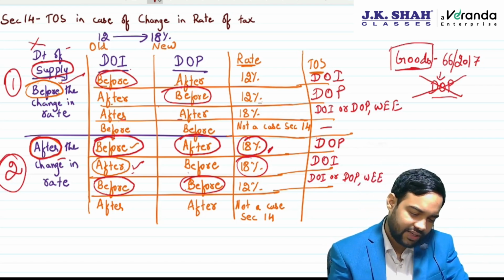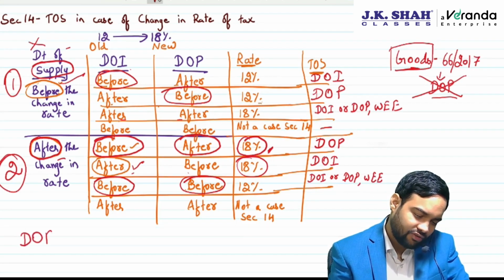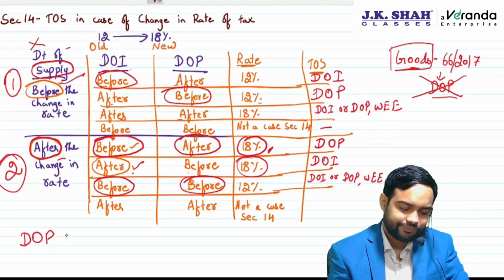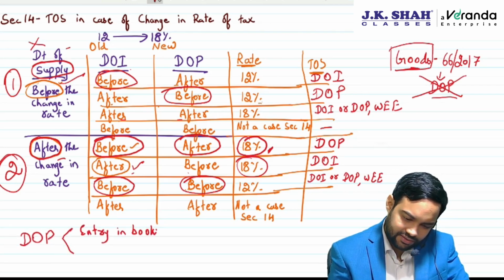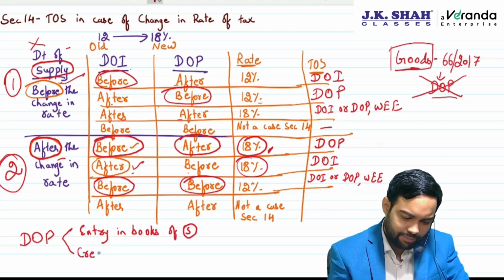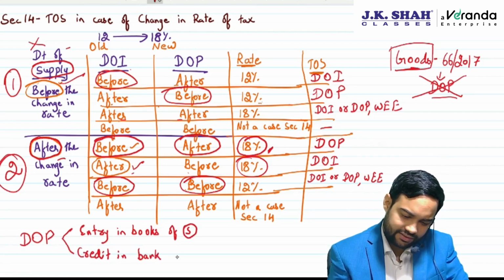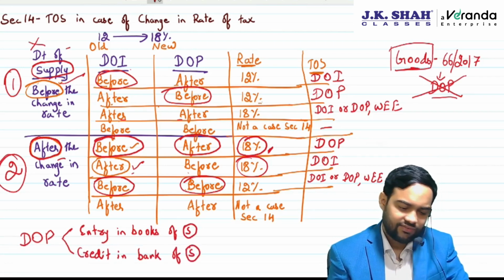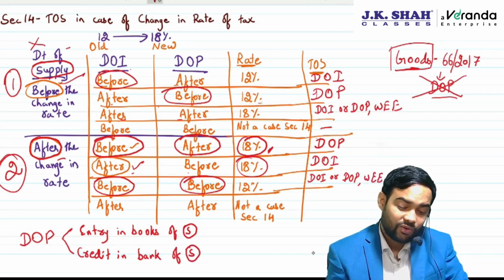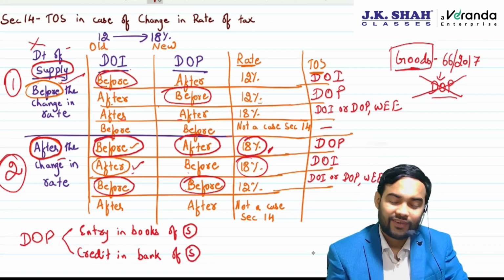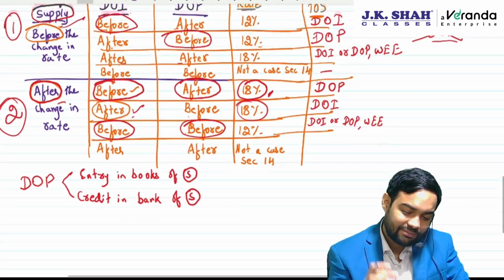Finally, there is one important point, date of receipt of payment. It is entry in the books of supplier or credit in bank of supplier, and the law says whichever is earlier. Correct? Now, what about a case where there is some cheating done?